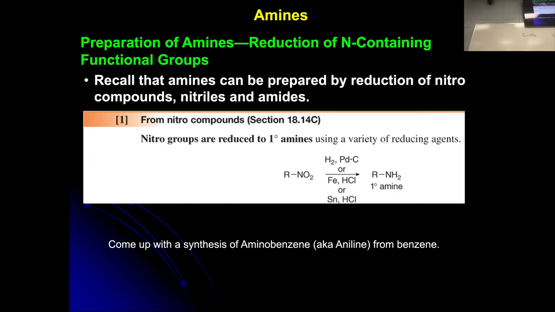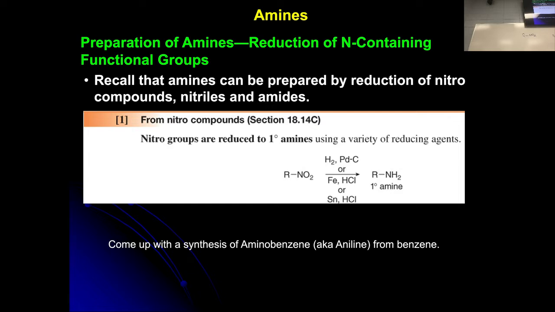And up to this point, you've learned about doing reductions. We can take alkenes and alkynes and we can reduce them to alkanes with hydrogen gas and palladium metal. That will work here. That'll work just fine. You can take hydrogen and you can take palladium and you can do this reaction without any problem. But there is an issue with this. Can anybody tell me what it is?